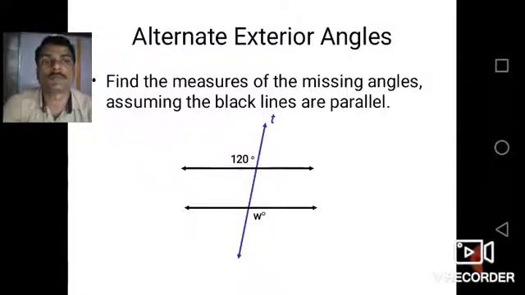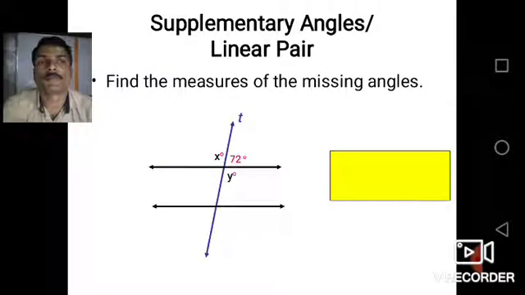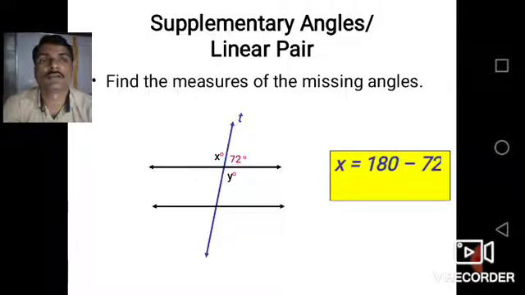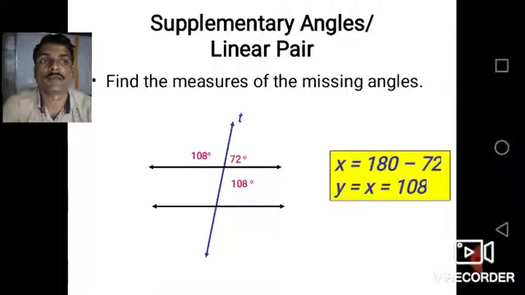What is the value of W? It's also 120 degrees because W is the alternate exterior angle. Therefore W is also 120 degrees. Find the measure of the missing angles X and Y. X is equal to 180 minus 72 because X and 72 are angles in a linear pair, and Y is also equal to X because it is the opposite angle of X. Therefore 108 degrees.